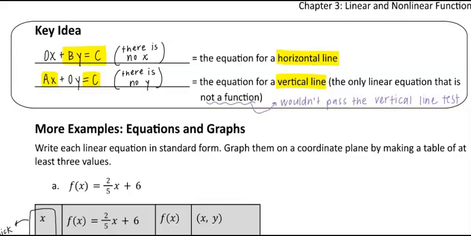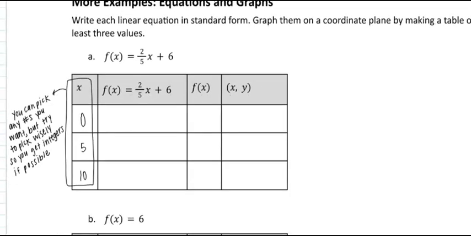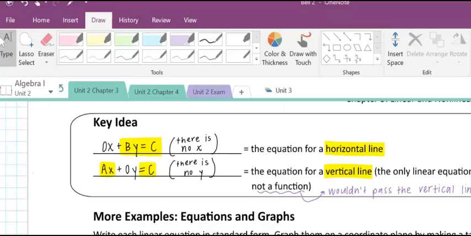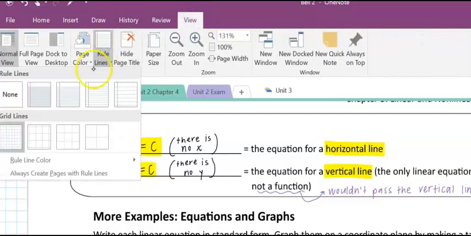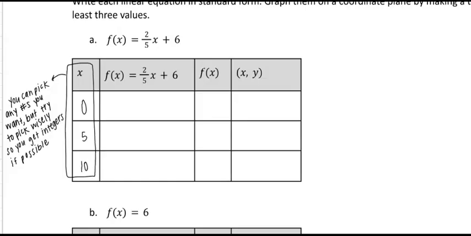Let's do some more examples of looking at equations and their graphs and putting equations in standard form. It says, write each linear equation in standard form, graph them on a coordinate plane by making a table of at least 3 values. It might be helpful for you to make your background a graph paper here on OneNote by clicking View and going to Rule Lines and changing it to the small or medium-sized grid. That way you can graph all the different equations that we're doing in this chapter on a nice graph paper background. Okay, let's start with this first linear equation.